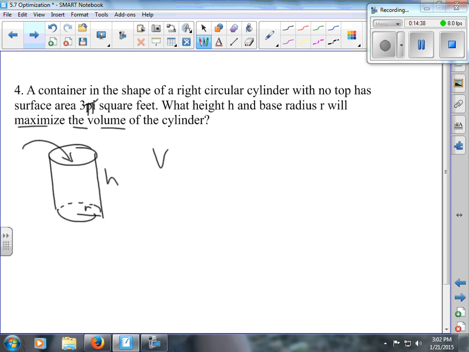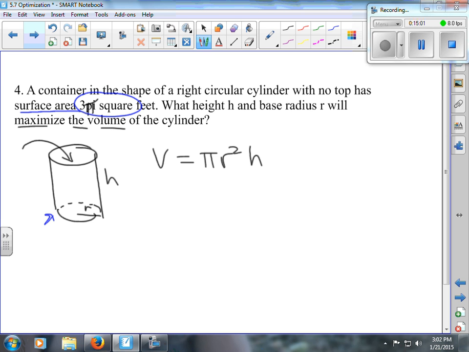So I want to find the biggest volume of the cylinder. The volume of a cylinder is pi r squared h. I have to eliminate either r or h. Look at the information given. We have a constraint in which our surface area can only be 3 pi square feet. So let's talk about the surface area of this thing.